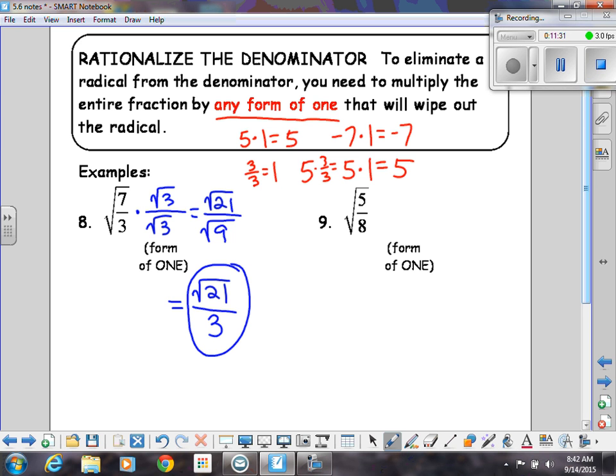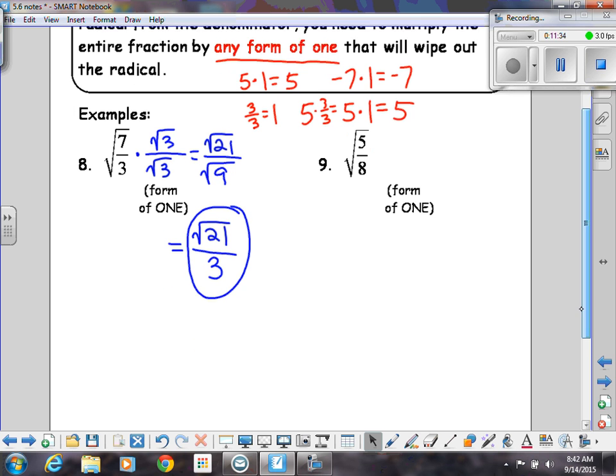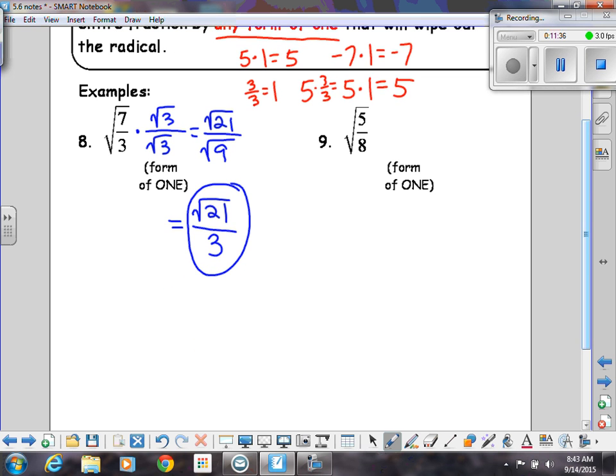Let's do another one. If I look at this one, number 9, what should I multiply by? Well, what's in the denominator? Square root of 8. So I'm going to multiply top and bottom by square root of 8. All right, so let's do that. In the numerator, I'm going to get square root of 40, and in the denominator, I'm going to get square root of 64. Okay, so why is that good? Well, square root of 64 is on my list. So I'm going to keep square root of 40 in my numerator for now, and then the square root of 64 is simply 8.